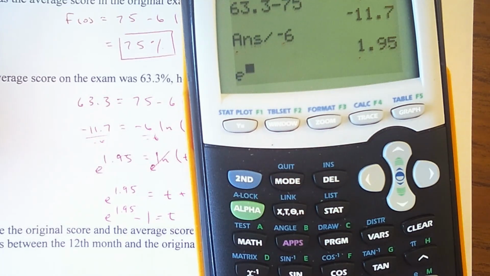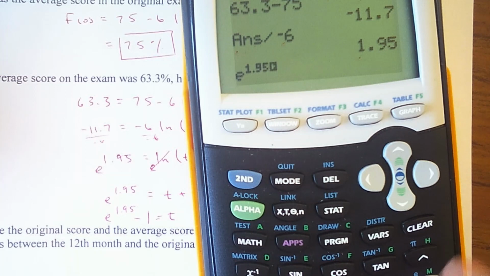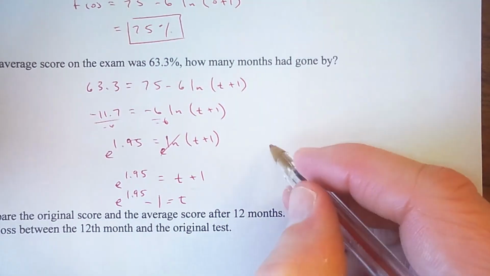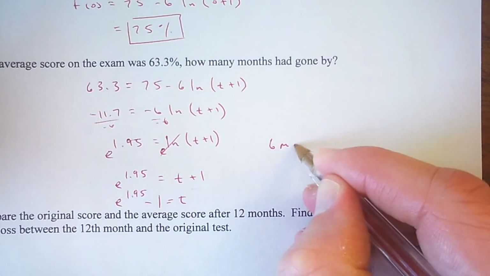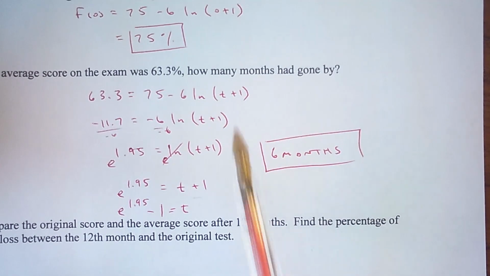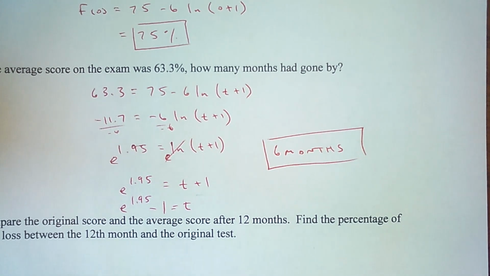So e to the 1.95 minus 1 is 6.02, which means that 6 months will have gone by before we have an average score as low as 63.3%.